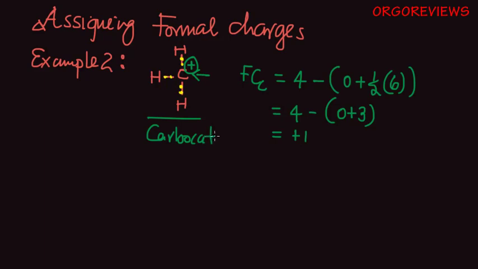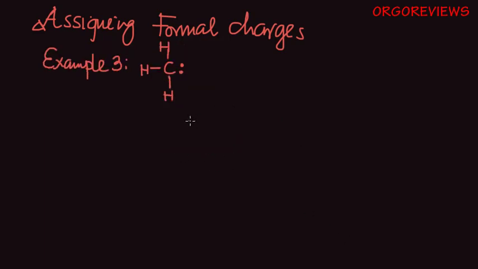And this is a very interesting species that you encounter in organic chemistry. Example number 3 looks at a carbon with a lone pair of electrons. So to calculate the formal charge of this particular carbon, we're going to look at the valency of the carbon, which is 4, minus the number of non-bonding electrons, which in this case is going to be 2, because you have a lone pair of electrons, plus half of the number of bonding electrons, and we have 6 bonding electrons.